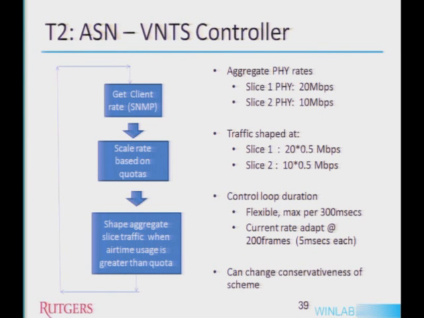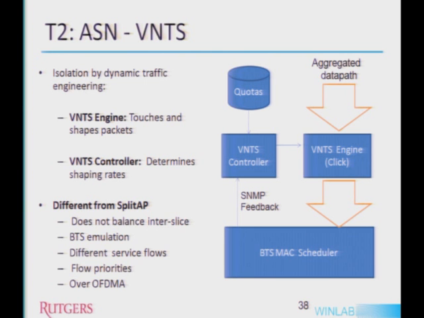So the SNMP feedback from the base station is the MCS information you get? Yes. You use it for flow MCS? Yes. And we use that information to calculate aggregate slice rates that are supportable, and then based on that we are scaling the traffic. Right.